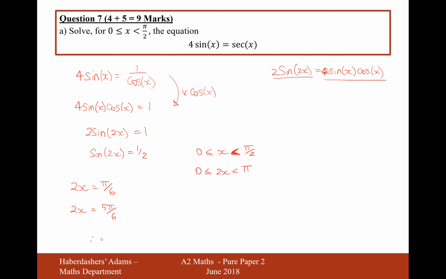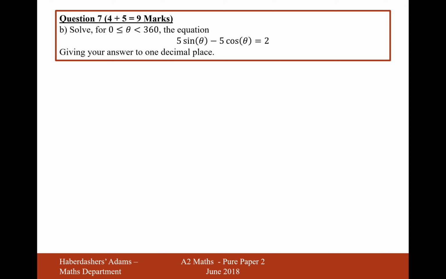So therefore, if we then divide both sides by 2, we get x equals pi by 12 and x equals 5 pi by 12. And both of those are between 0 and pi by 2, so they are both correct solutions. Okay, so there we are. That's the answer to part A. Moving on to part B now.